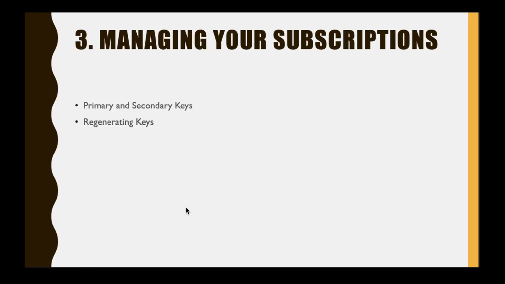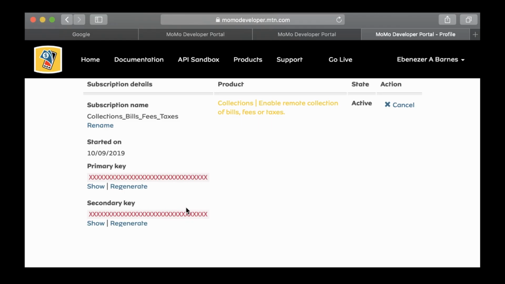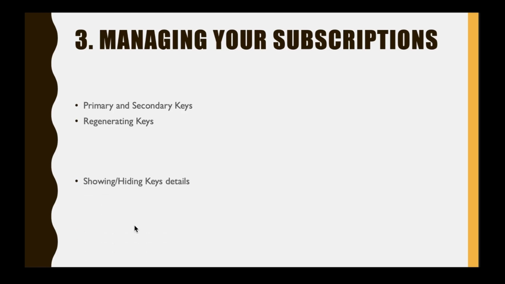Also, you have regenerating keys. Let's say that you compromise the key, or maybe accidentally you reveal the key somewhere, and somebody can use it to make transactions on your behalf, meanwhile it will not be coming from you. If you know that you have done that, all you do is click on regenerate for it to regenerate new keys. It's as simple as that. You regenerate the primary key, and you regenerate the secondary key as well.